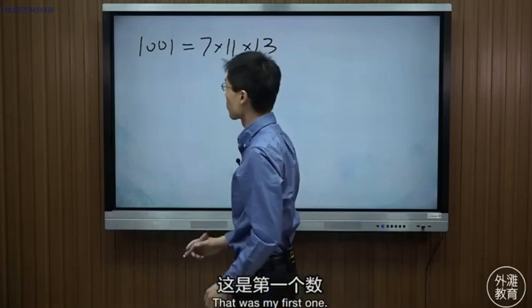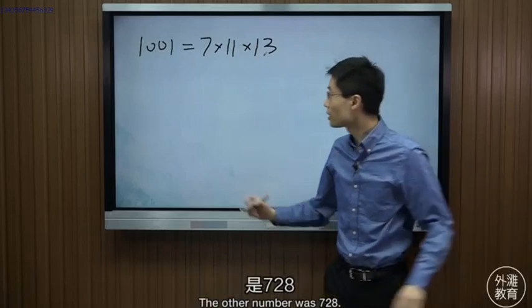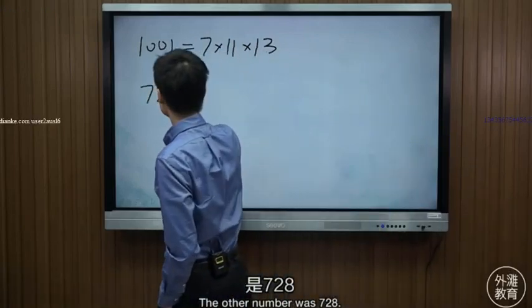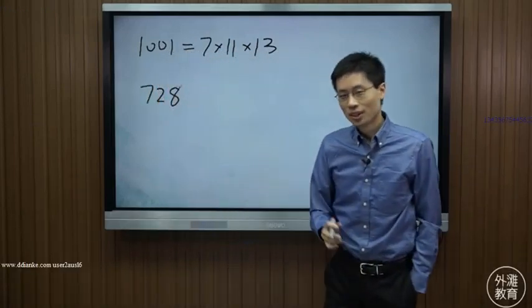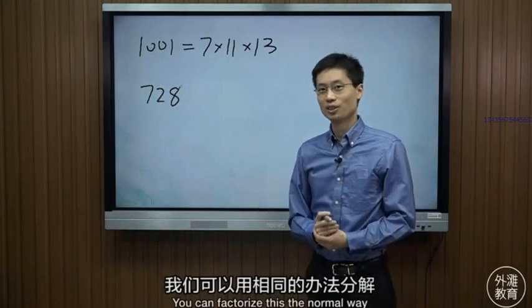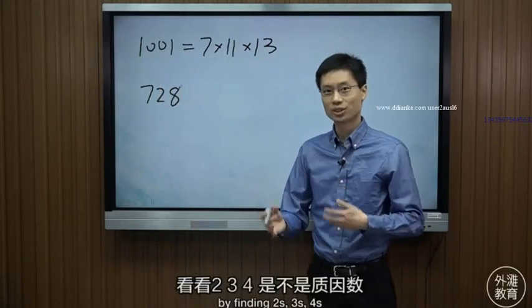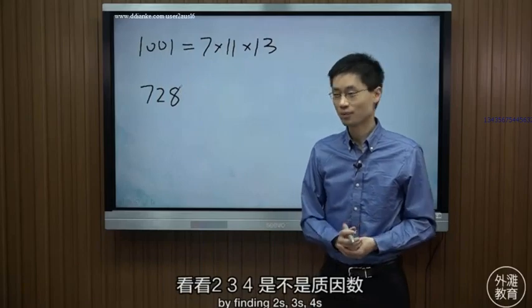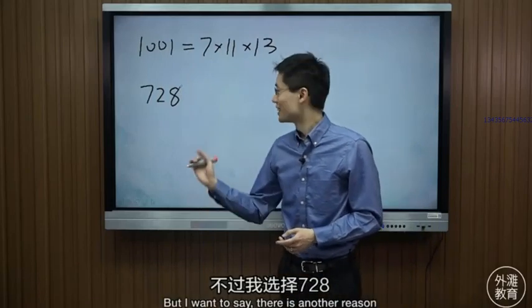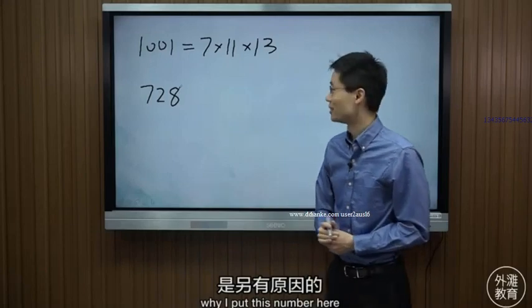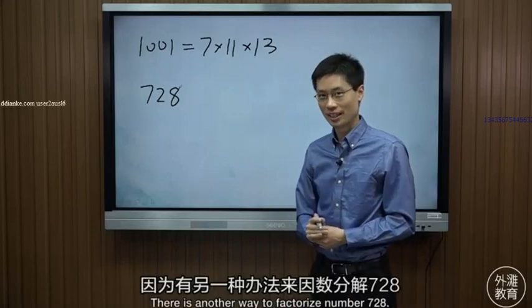That was my first one. What was the other number? The other number was 728. You can factorize this the normal way by trying to find 2s, 3s, 4s. But I want to say there's another reason I put this number here. There's another way to factorize 728.